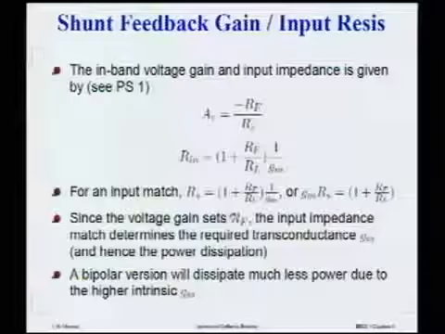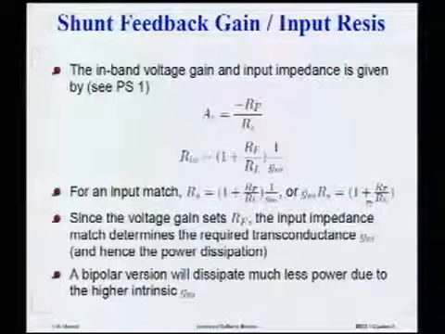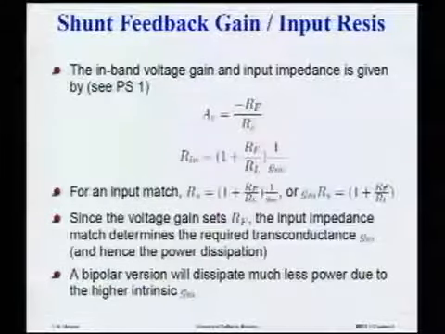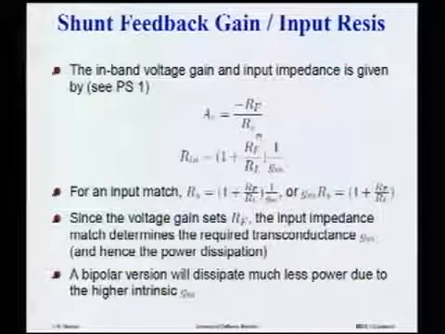Coming back to the slide, we can see that to obtain an input impedance match, we set gm RS equal to 1 plus RF over RL. Usually, the gain is really set by RF, and I say that because in most cases RS is fixed. It's something that you have to work with.